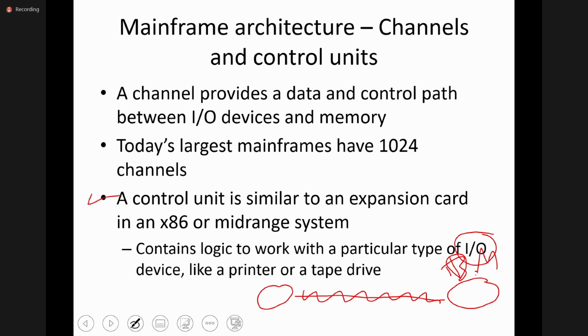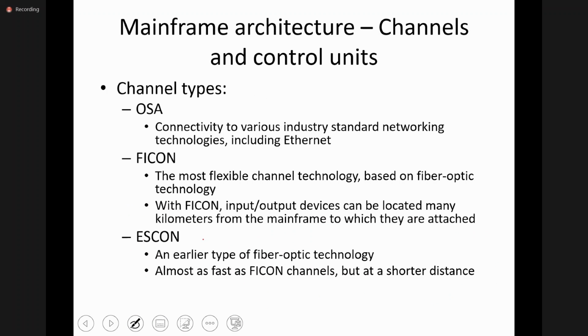So a control unit is similar to an expansion card in x86. Whenever you add a control unit, you just plug it in directly. It's similar to expansion cards.